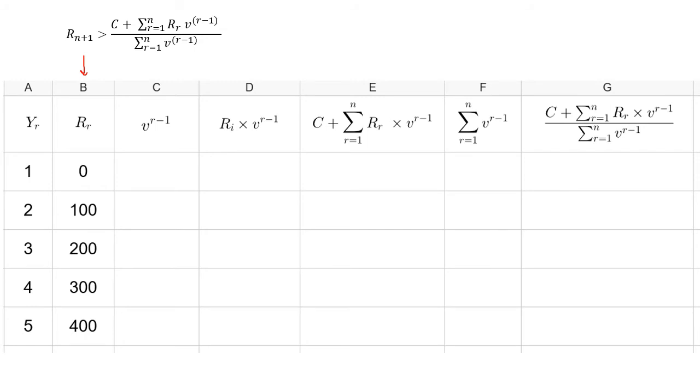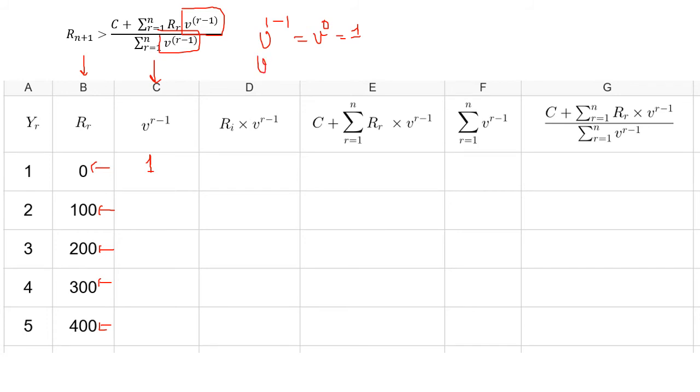So for first year, the running cost is 0, and then every next year, the running cost increases by 100, and hence I am adding 100 every next year. Then let us start doing calculations. So this term v raised to r minus 1 appears both in numerator and denominator. Let us calculate that term in column C. So v raised to r minus 1, r equals 1 for first year, so 1 minus 1, v raised to 0 is equal to 1. So this is 1.